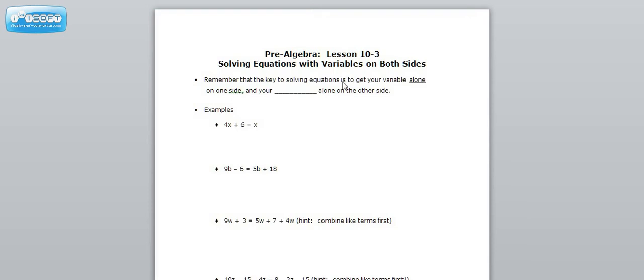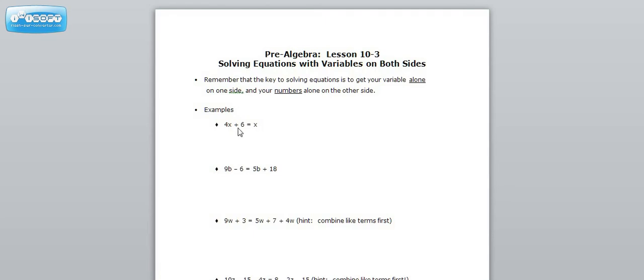Okay? So I want to get my variable alone on one side and my numbers or my constants alone on the other side, so that I have an equation at the very end that says something like x equals 8. I've got a variable on one side and a number on the other, or m equals 12. So I need to do the same exact process that I've been doing right here.